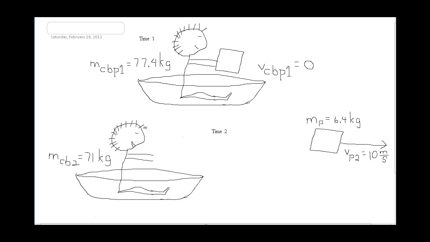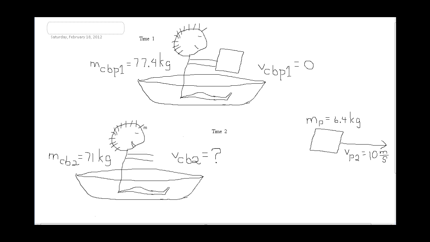So here we've got the mass of the child in the boat with the package at time 1, labeled as 77.4 kilograms, and the velocity of the child in the boat with the package at time 1, labeled as 0. The only other thing I think we need to label is the unknown that they've asked us to find, which is the velocity of the boat after the package is thrown. So there's our unknown, the velocity of the child in the boat at time 2.